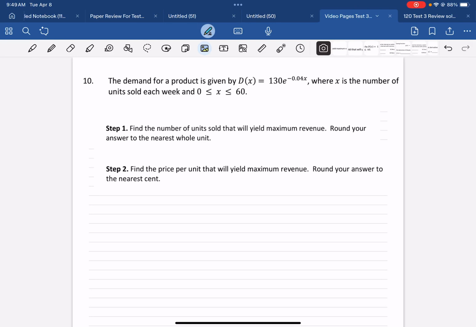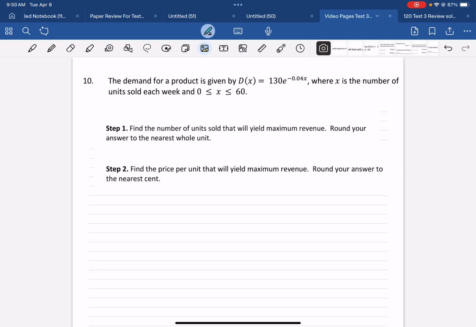Example 10. The demand for a product is given by d of x equals 130 e to the negative 0.04x, where x is the number of units sold each week and is between 0 and 60, both included. Step 1 is to find the number of units sold to maximize the revenue. Round your answer to the nearest whole unit.